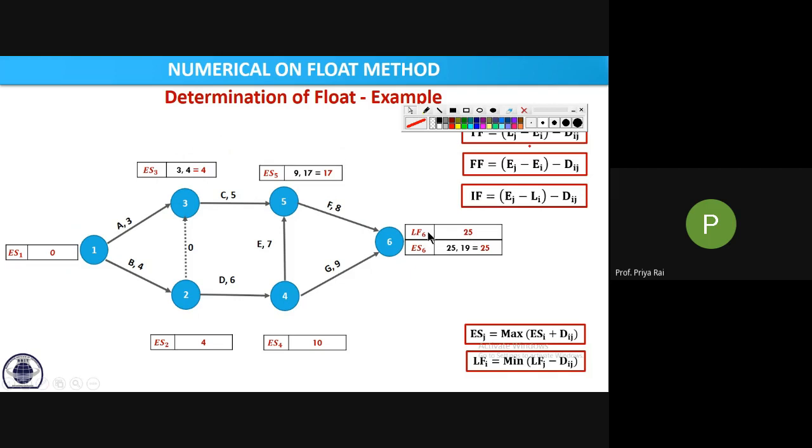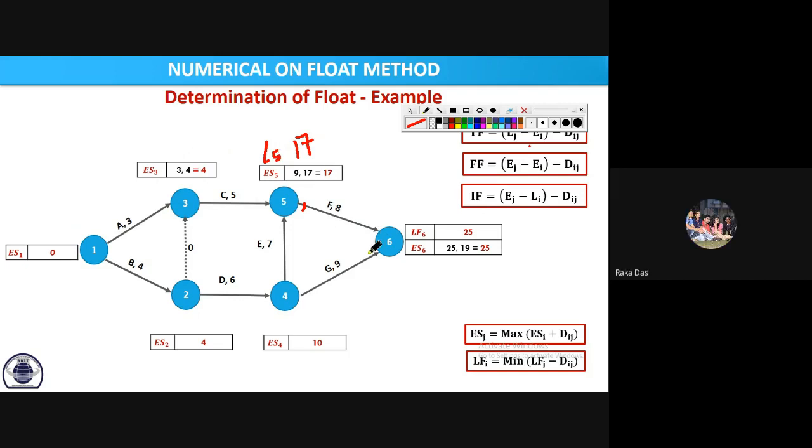So L6 is 25. Now we will go to 5. Only one tail is coming from 6, this one. So L5 will be L6 minus duration. See, it will be minus. So 25 minus 8, how much is that? 17. Right, 17 it is.